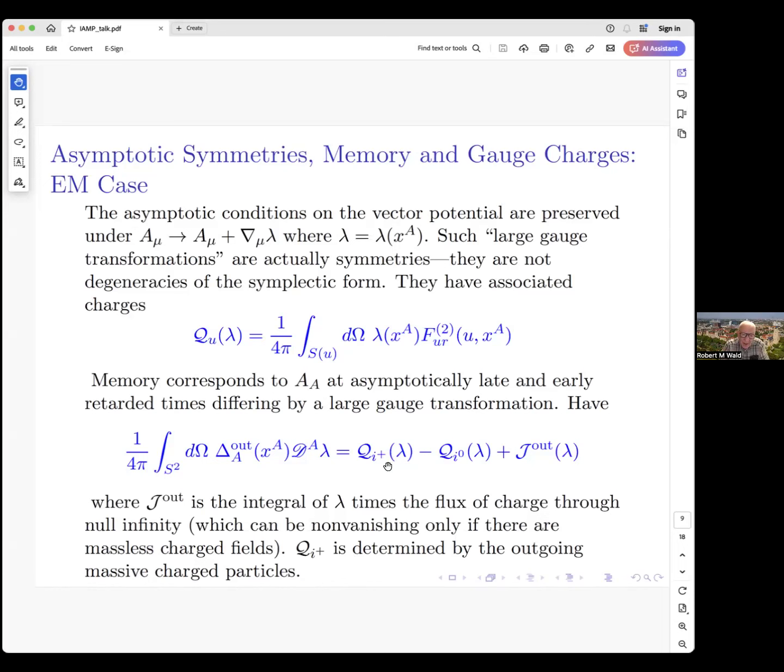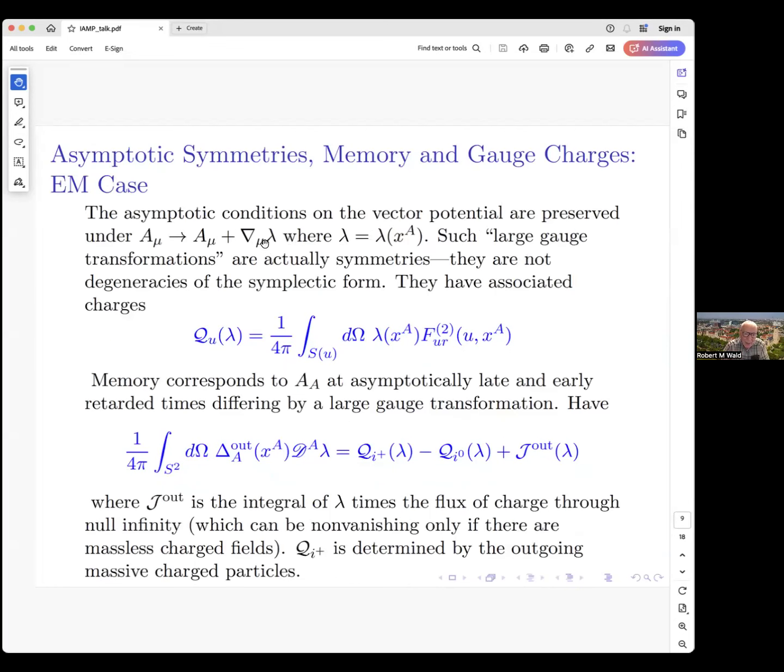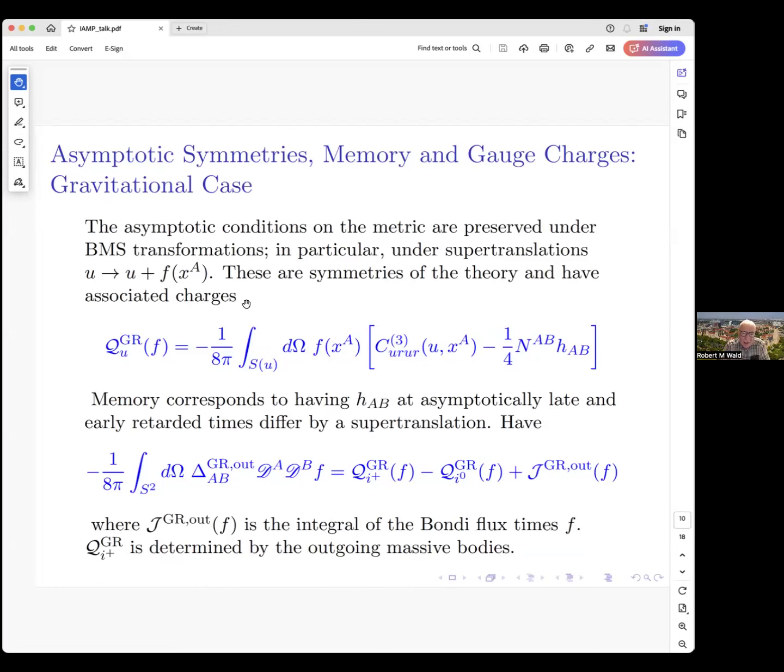So this is something that is really determined by the matter. This is the electromagnetic memory that I've already referred to. You have a completely similar situation in gravity. If you do BMS transformations, that preserves the asymptotic conditions on the metric, but those correspond to symmetries rather than gauge. And in particular, the super translations are an exact analog of these electromagnetic large gauge transformations.